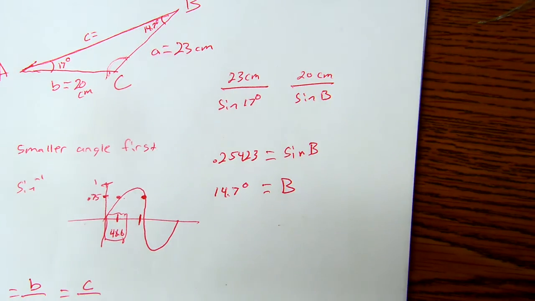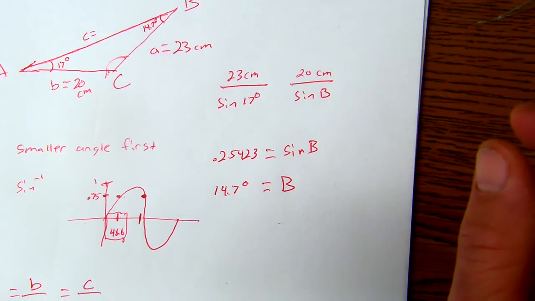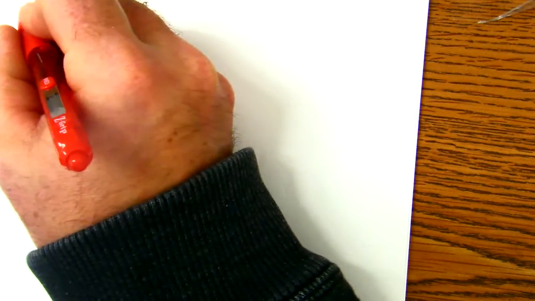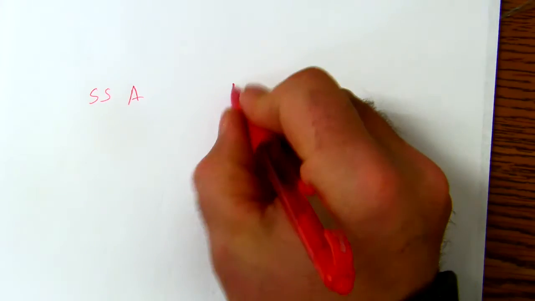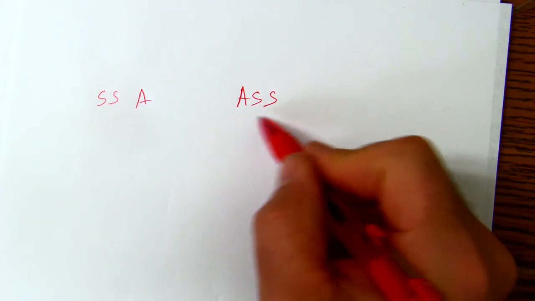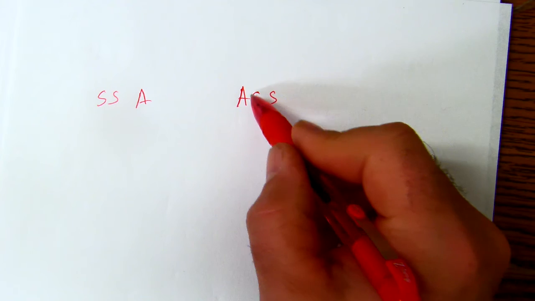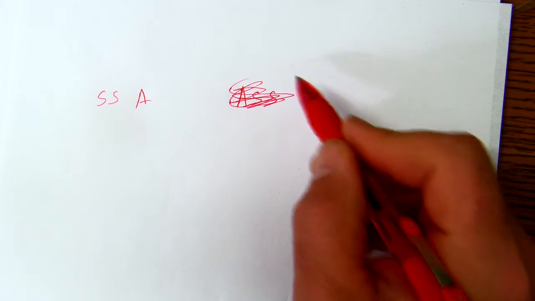Now there is one case, and we've talked about this before, that can sometimes be a problem. And that's whenever you're given a side, side, and an angle. We talked about why you can't do angle-side-side. So I'm going to do an example of a side-side-angle problem, and just kind of the way I approach it. There are different approaches. This is the way I usually do it.